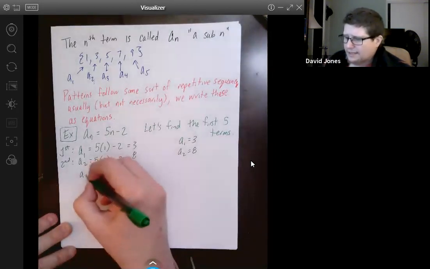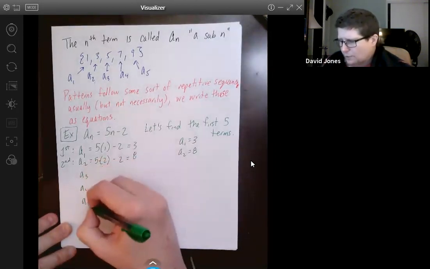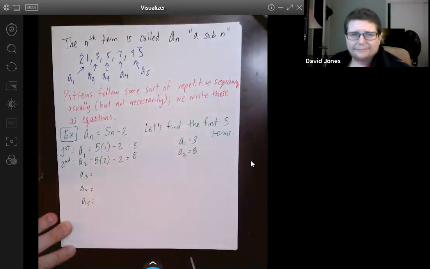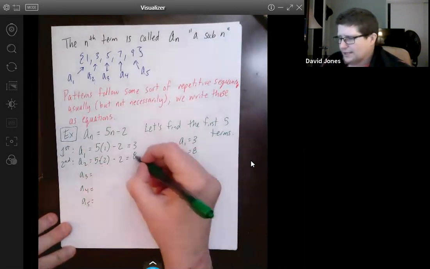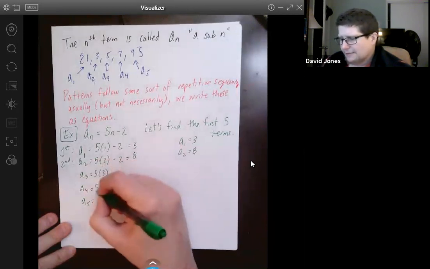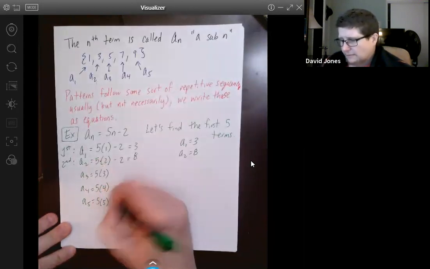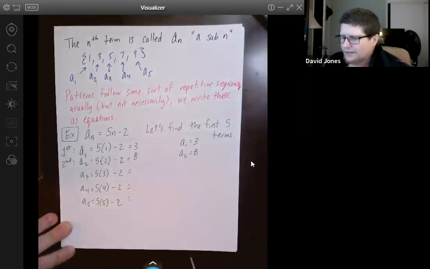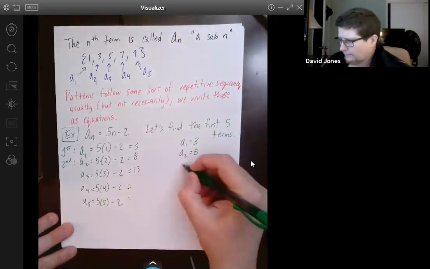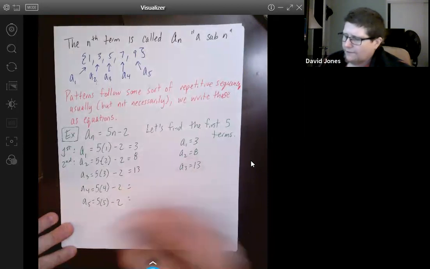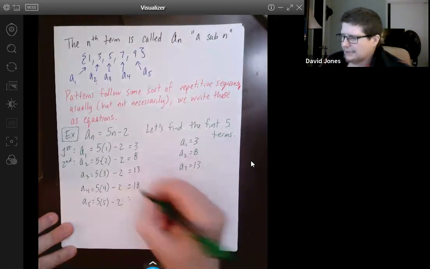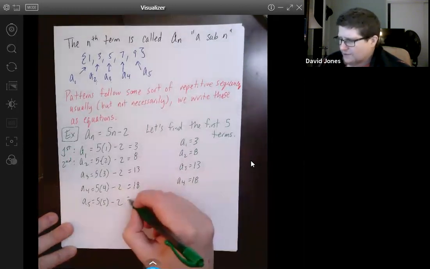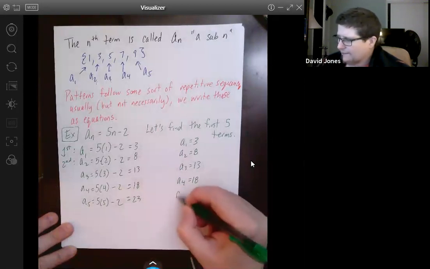And we can go through each of these. Why don't you pause this and fill this in and figure out what the next 3 terms are. I'll assume you did. I'll go through and do them right now. A sub 3, 5 times 3 is 15, minus 2 is 13. 5 times 4 is 20, minus 2 is 18. And 5 times 5 is 25, minus 2 is 23. A sub 5 is 23.